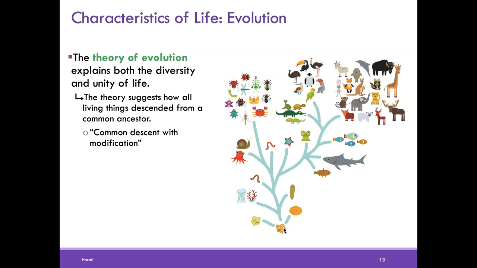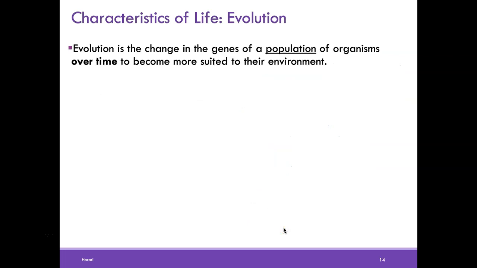So like every other living species, we humans have been molded by millions of years of natural selection to function in our given environments. And many aspects of human anatomy and physiology reflect our ancestors' adaptations to the different changing environments. So it's important to understand our evolutionary history so we can understand why the human form is the way it is and why we function the way we do. So we can define evolution as the change in the genes of a population of organisms over time to become more suited to the environment.